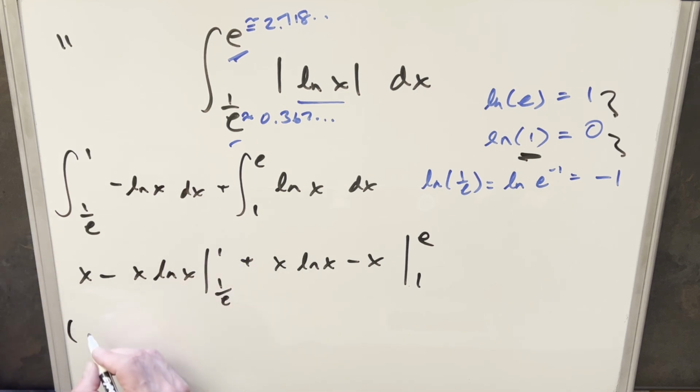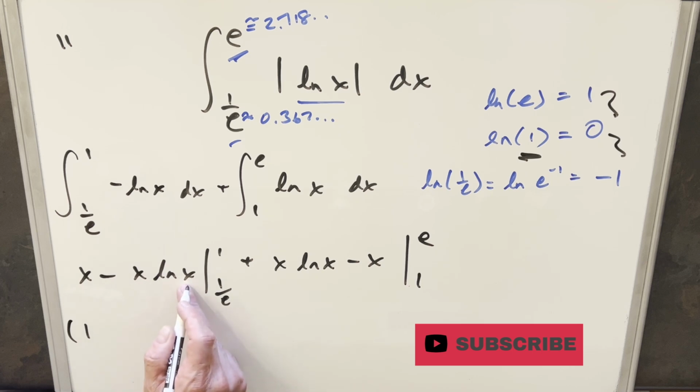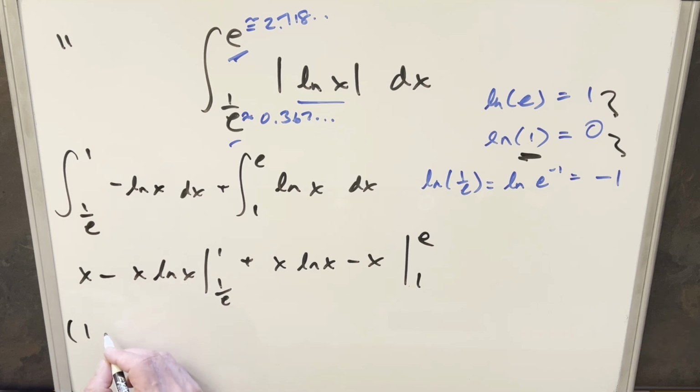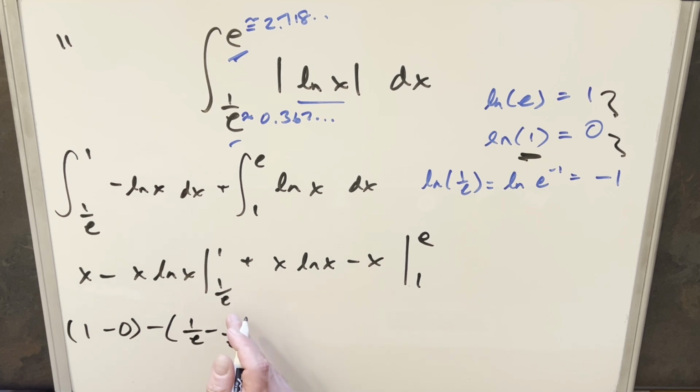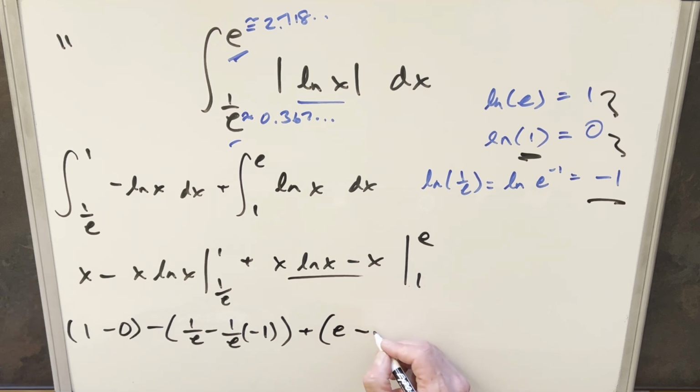First, plugging in 1, we get 1 there. This becomes 1 times natural log of 1, but natural log of 1 is just 0, so that whole piece is 0. Then for the next part, plug in 1 over e, so this is 1 over e minus 1 over e times natural log of 1 over e, which we determined earlier is minus 1. Then for this next part, evaluating at e, we have e times natural log of e, which is just e, minus e. So this piece is just 0.